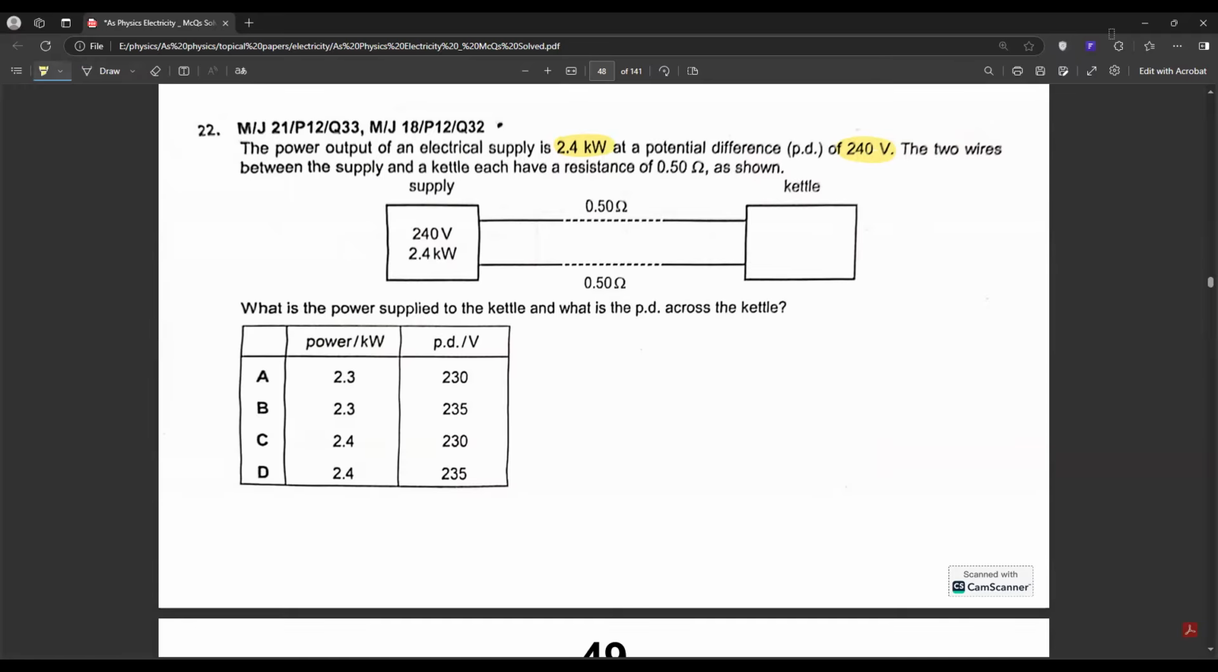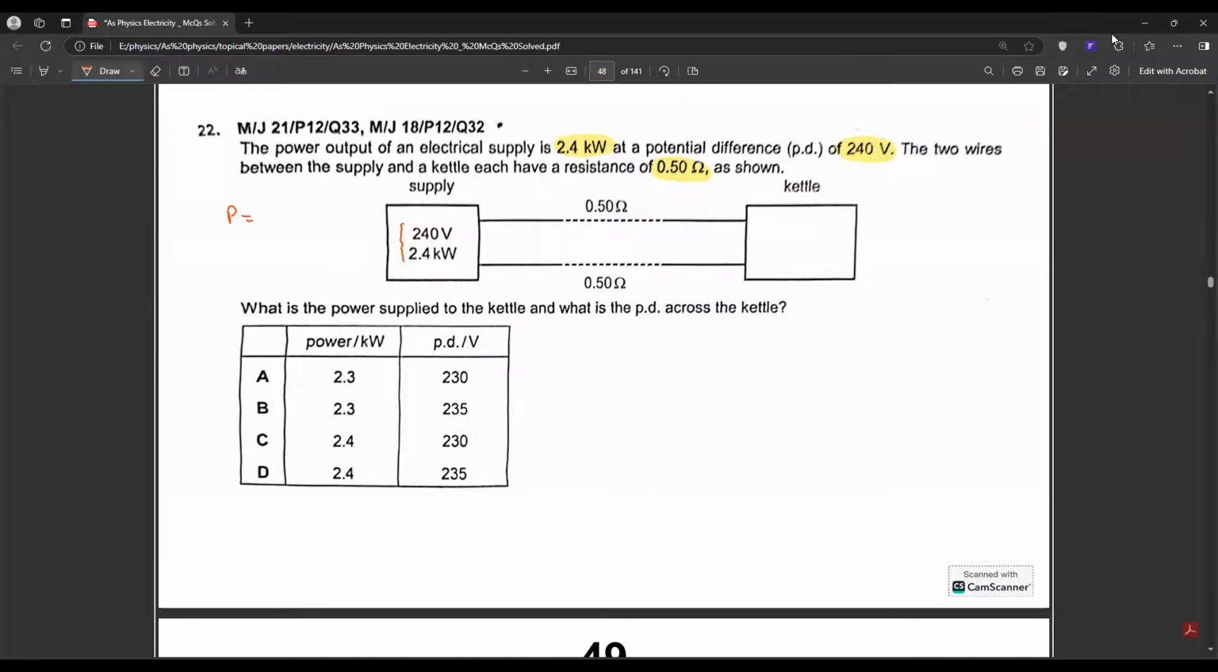The two wires between the supply and a kettle each have a resistance of this, as shown. What is the power supplied to the kettle and what is the potential difference across the kettle? First of all, you need to realize that you can calculate the current using these two values.